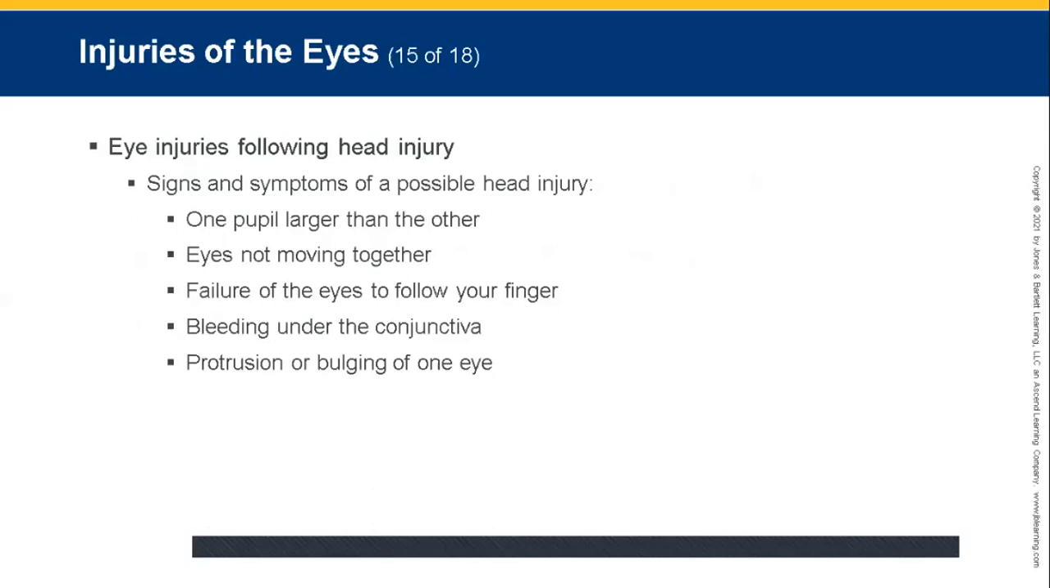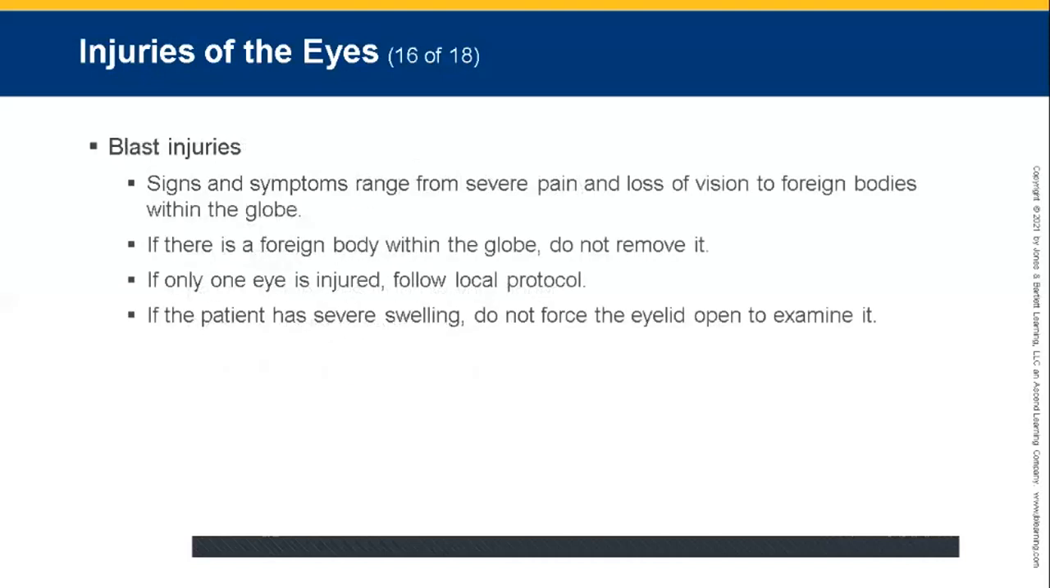Signs and symptoms of a possible head injury: one pupil larger than the other, eyes not moving together, failure of the eyes to follow your finger, bleeding under the conjunctiva, protrusion or bulging of one eye. Blast injuries: signs and symptoms range from severe pain and loss of vision to foreign bodies within the globe. If there is a foreign body within the globe, do not remove it.